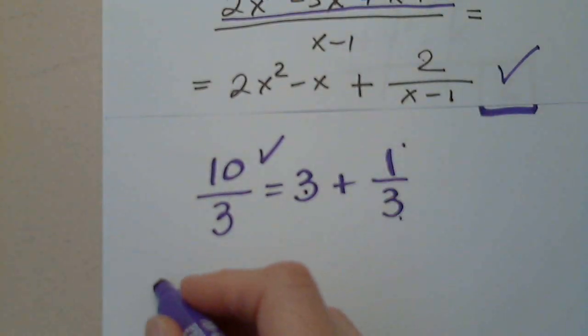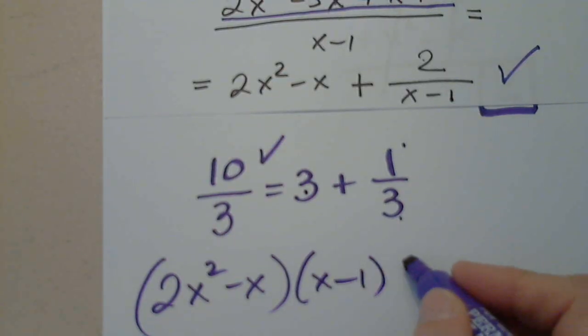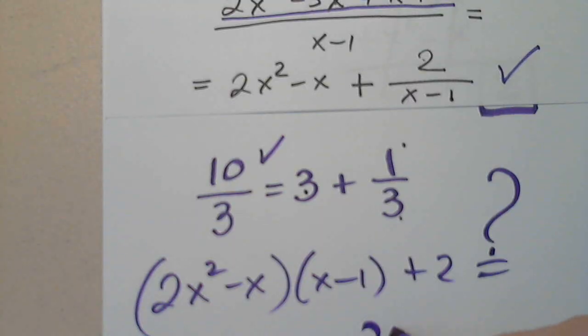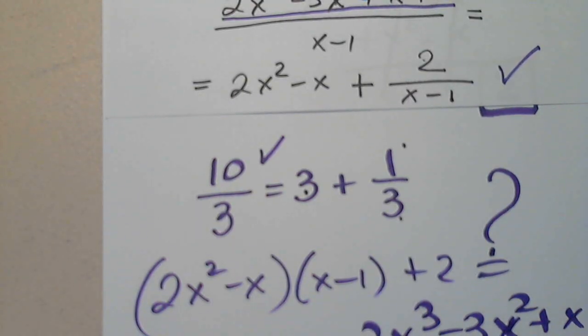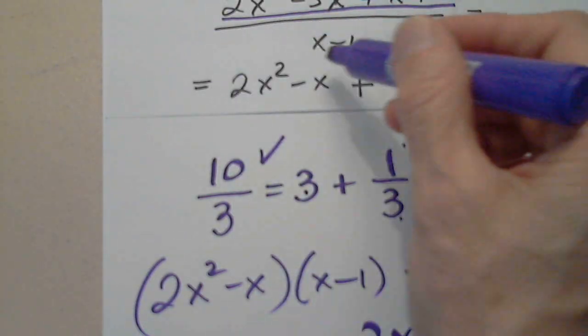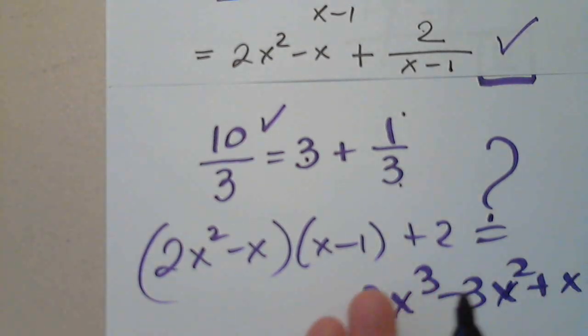So, 2x squared minus x multiplied by x minus 1 and plus 2. If this does not give us 2x cubed minus 3x squared plus x plus 2, then the whole thing makes no sense. It's incorrect. So I'm checking. Understand that this would not have been possible if we hadn't studied multiplication of polynomials.